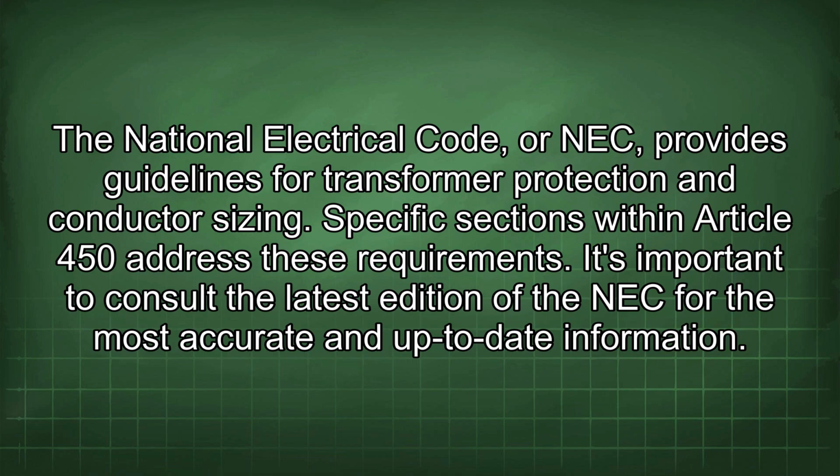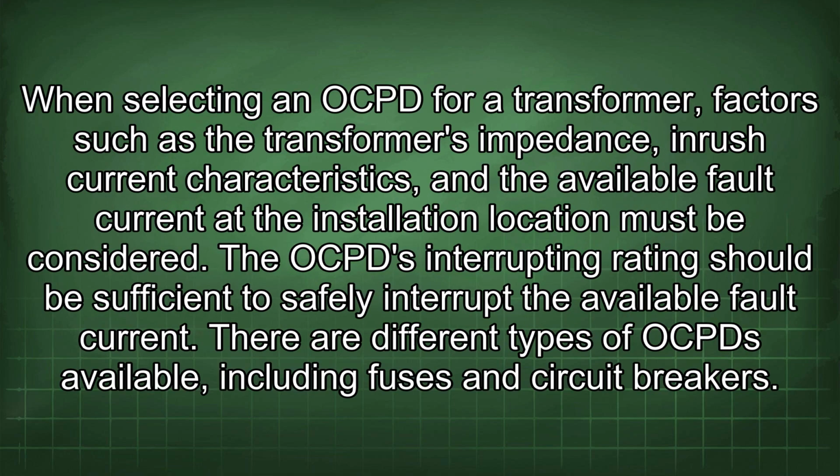Let's consider some additional details. The National Electrical Code, or NEC, provides guidelines for transformer protection and conductor sizing. Specific sections within Article 450 address these requirements. It's important to consult the latest edition of the NEC for the most accurate and up-to-date information. When selecting an OCPD for a transformer, factors such as the transformer's impedance, inrush current characteristics, and the available fault current at the installation location must be considered. The OCPD's interrupting rating should be sufficient to safely interrupt the available fault current.